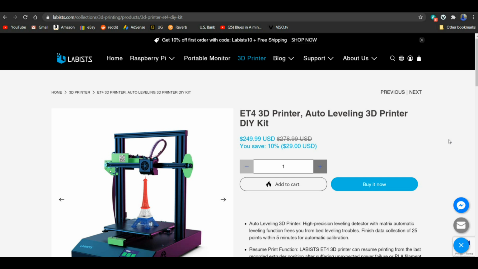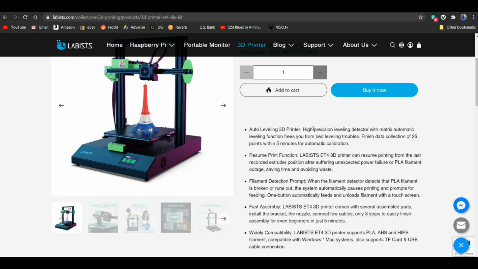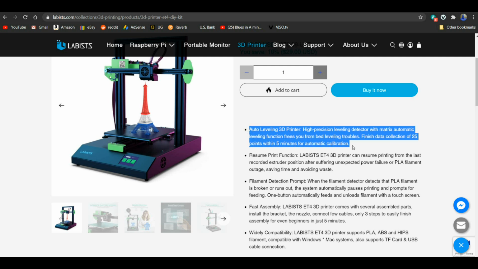Okay, here's a look at their webpage at labists.com. Then I clicked here on 3D printer, and this is the ET4 3D printer auto leveling. Not exactly. And the price is $249. You can order it from Amazon. I'll put a link down below. Auto leveling 3D printer, high precision leveling detector with matrix automatic leveling function, frees you from bed leveling trouble. Not in my experience. In my experience, you need to level this bed by yourself.